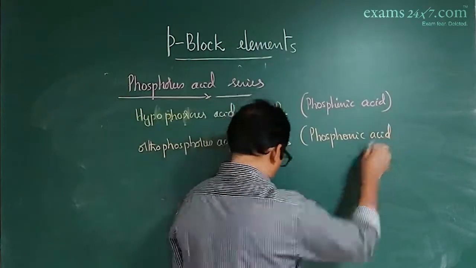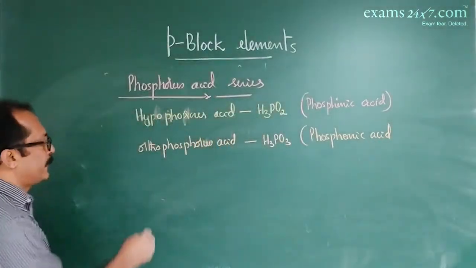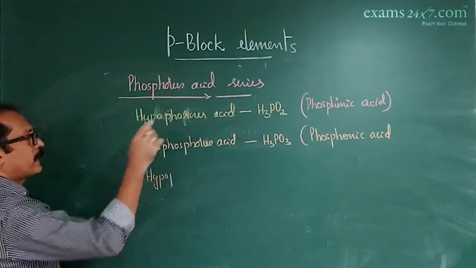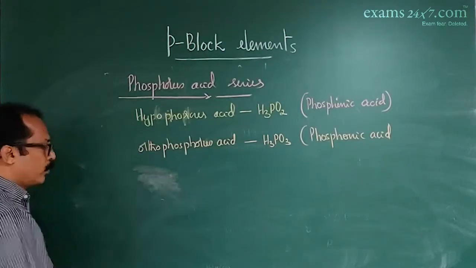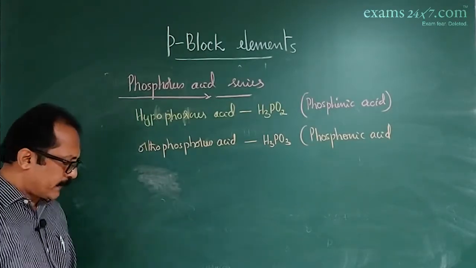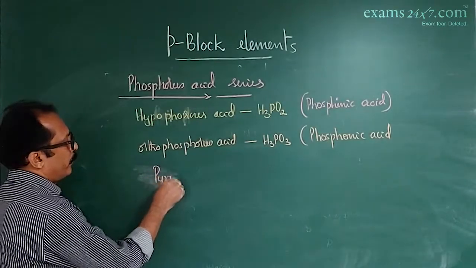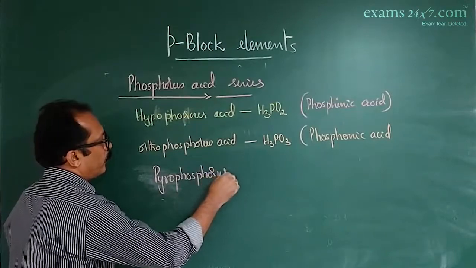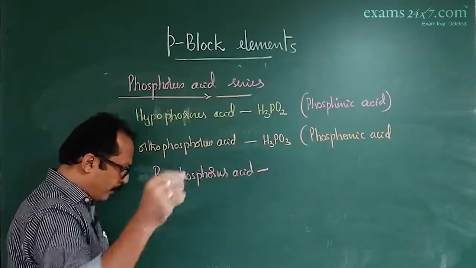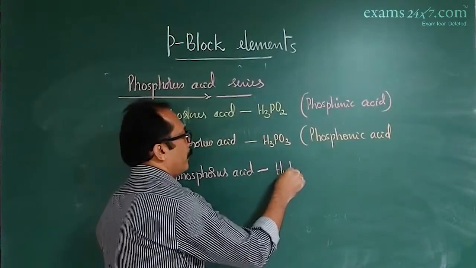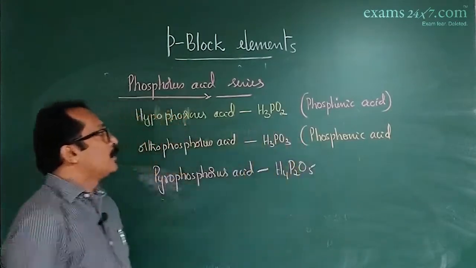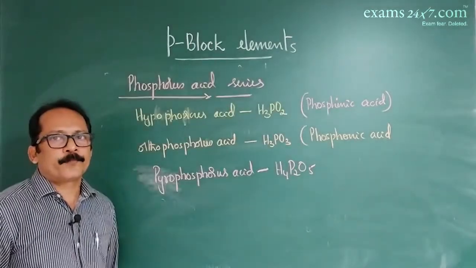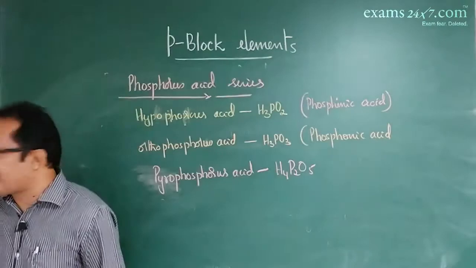Hypophosphorus acid is H3PO2. Now, pyrophosphorus acid. The formula of pyrophosphorus acid is H4P2O5. So all these come under the phosphorus acid series. Now, the next series is called the phosphoric acid series.